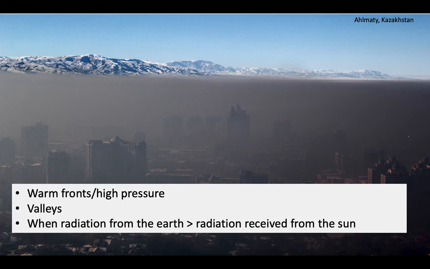Well, it can happen when a warm front moves in, when there's lots of high pressure. It can happen in valleys, but the main cause is when the radiation from the Earth, the heat radiating from the Earth, exceeds the radiation received from the sun. So here's a picture of a city in Kazakhstan with a thermal inversion.